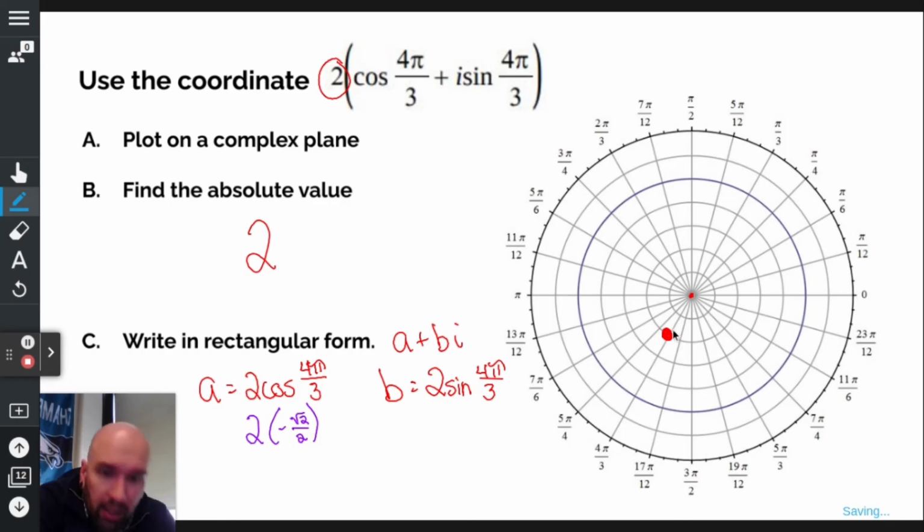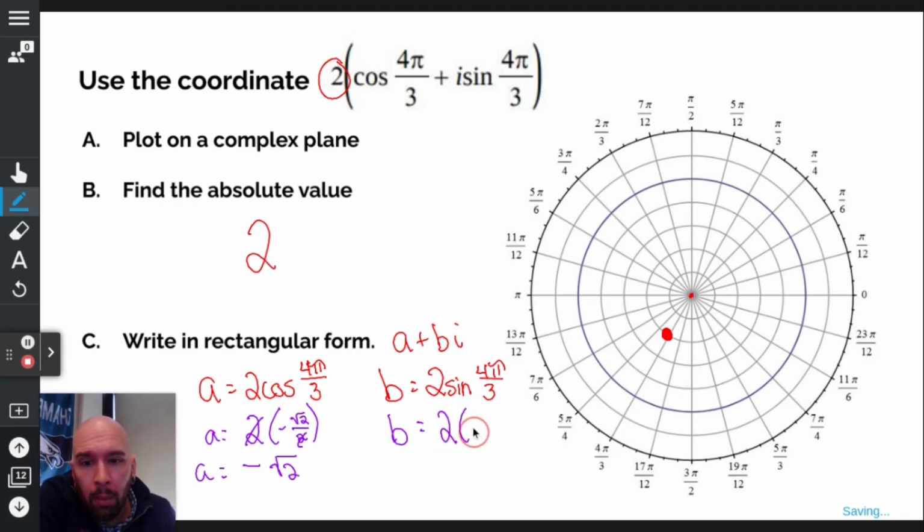And we can kind of see that down there. Since it's in the middle of everything, the numbers seem to make sense. So these cross out and you end up with negative root 2. Let me scooch that up. So a is negative root 2. Now the b is going to basically be the same thing. And since the numbers seem to check out, this is going to be 2 times negative root 2 over 2. So b is also negative root 2.